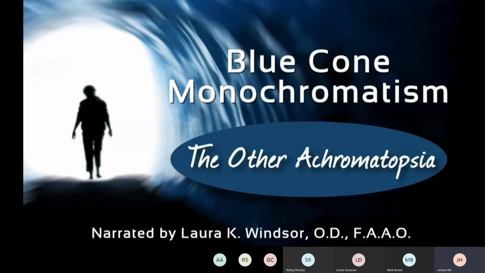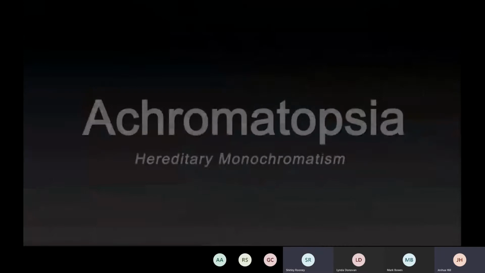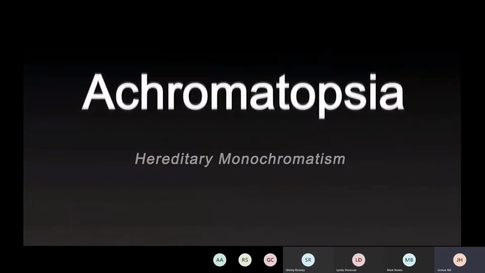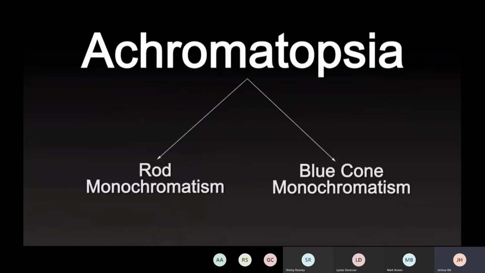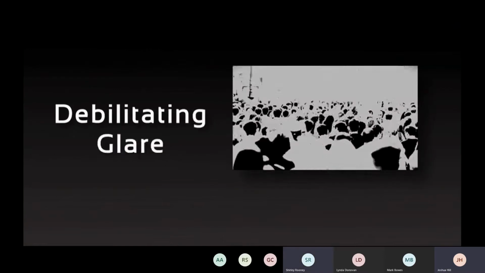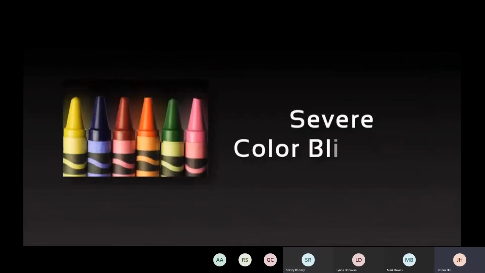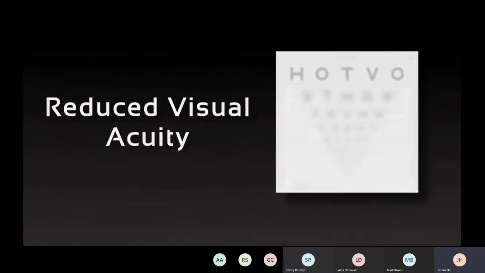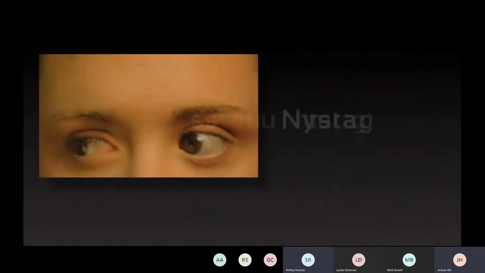Blue cone monochromatism, the other form of achromatopsia. Congenital achromatopsia is a rare inherited condition. It is composed of two major forms, rod monochromatism and blue cone monochromatism. Both forms of achromatopsia can cause 4 significant impairments: debilitating glare problems, severe color blindness, reduced visual acuity, and nystagmus.